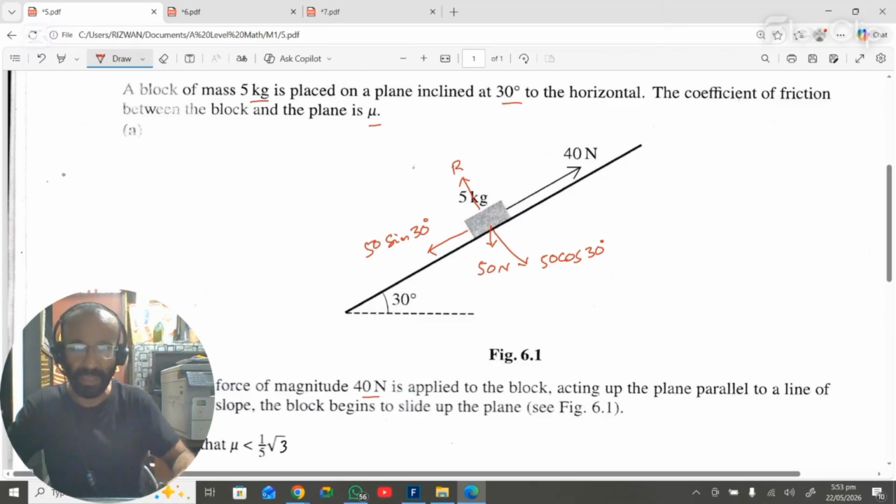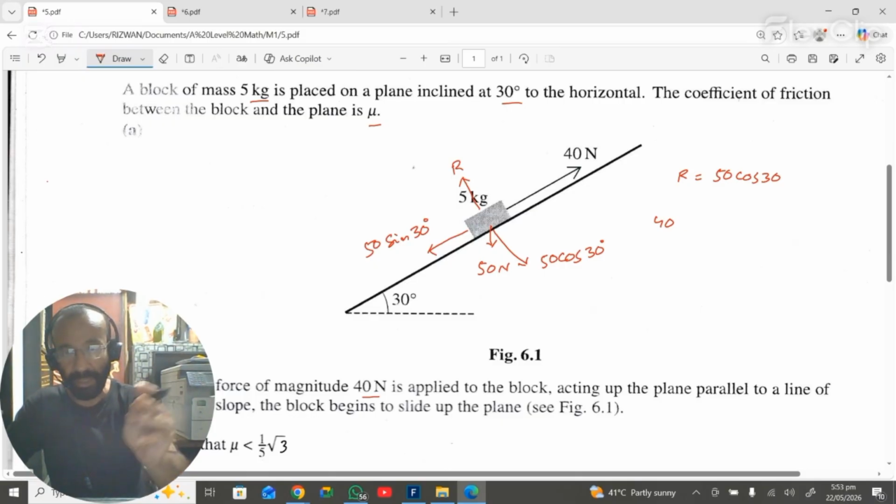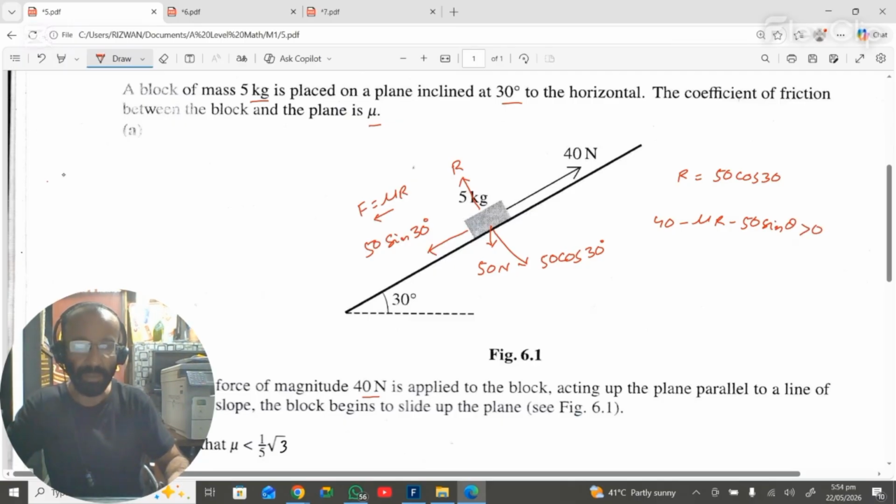So here you can see that R is equal to 50 cos 30, and definitely the body is moving up, so it means 40 Newton will be greater than the two downward forces. Also the force of friction will act downward, that is F is equal to mu R. So 40 minus mu R minus 50 sine theta should be greater than 0.